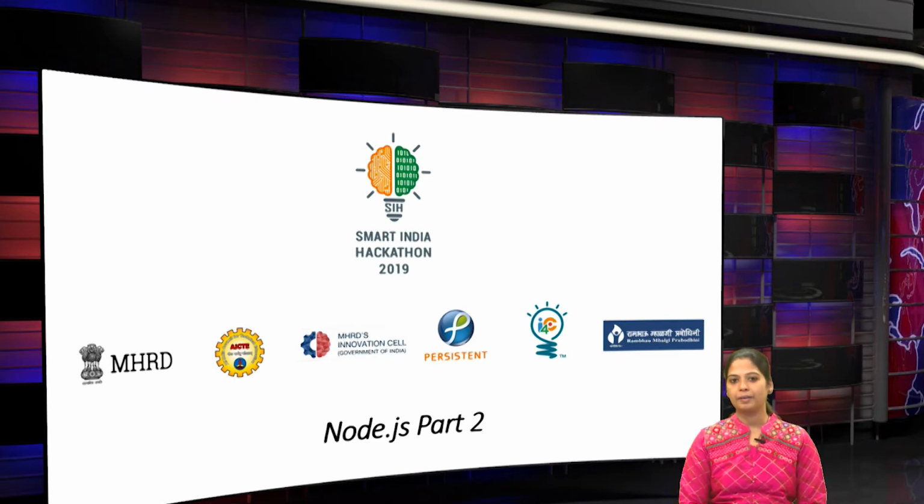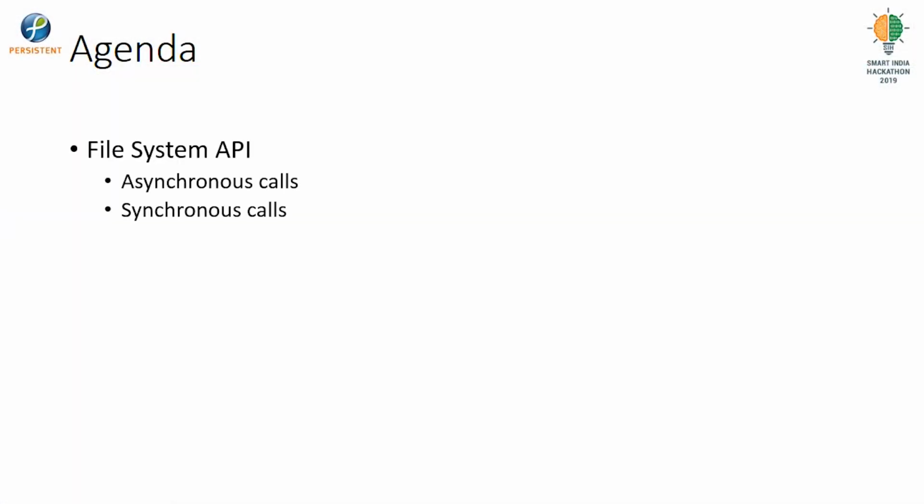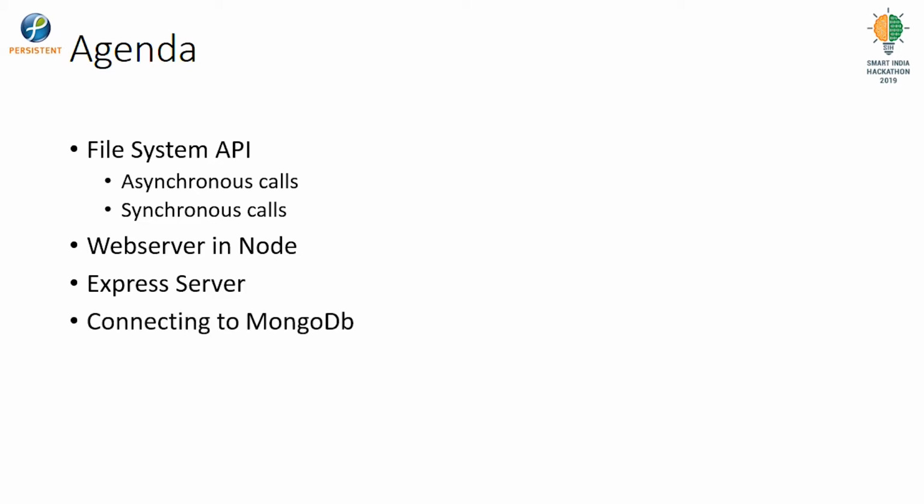So, let us begin. The agenda for this session is the file system API, which includes asynchronous calls and synchronous calls. We will see what the differences between the two types are. We will see how to write a web server in Node, specifically how to work with the Express server, and lastly we will see how we can connect to MongoDB from Node.js and get some data.